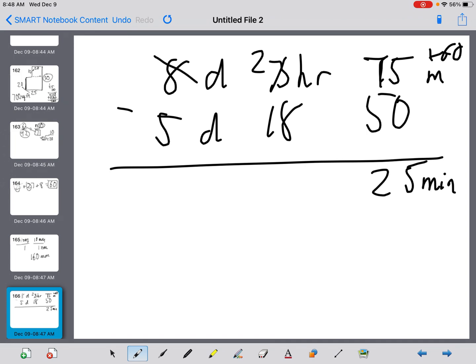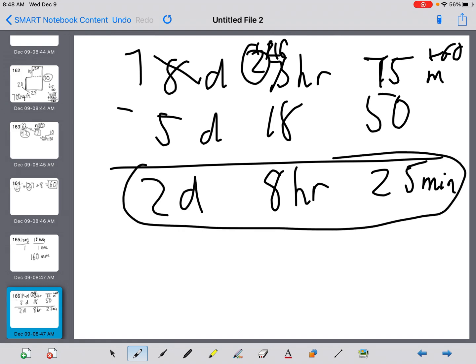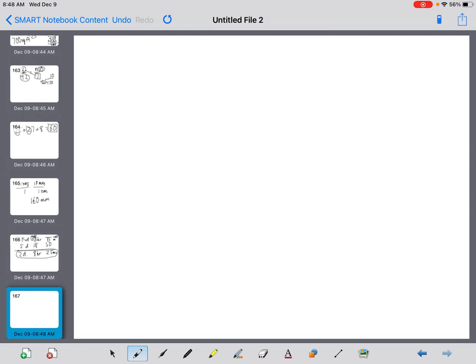I have 2 hours minus 18 hours. Can't do this subtraction. I'm crossing out a day. There are 24 hours in a day. I already have 2, so I'm up to 26. Cross out the 8, make it a 7. 26 minus 18 is 8. That's 8 hours in that day. 7 minus 5 is 2 days. So I have 2 days, 8 hours, 25 minutes.